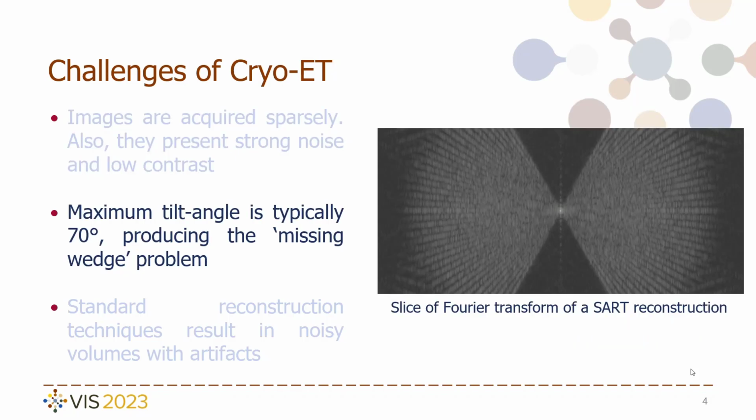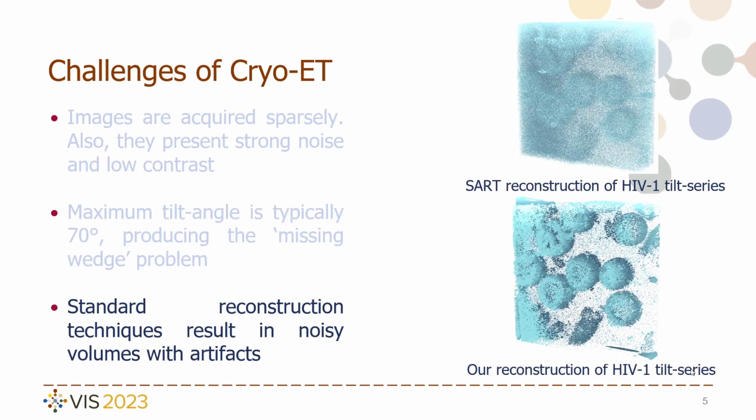Moreover, due to physical limitations of the setup, the maximum tilt angle is usually 70 degrees, which produces the missing wedge problem. This image corresponds to a slice of the Fourier transform of a reconstruction, and we can see a clear missing wedge of information which corresponds to the missing projections at higher tilt angles. Therefore, standard reconstruction techniques produce noisy volumes with artifacts.